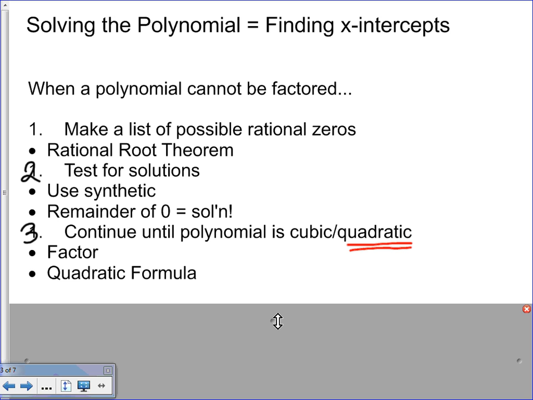Now, this is different from what you did last week on Thursday and Friday, because on Thursday and Friday, I told you what worked, right? I said -2 and 1 are zeros. Do synthetic for those 2. Now, you don't know what's going to work. You have to guess and check to find that.